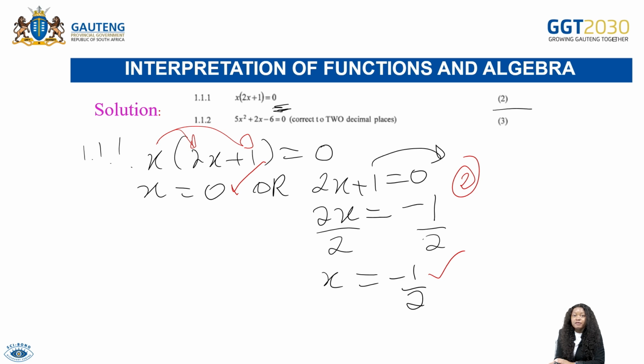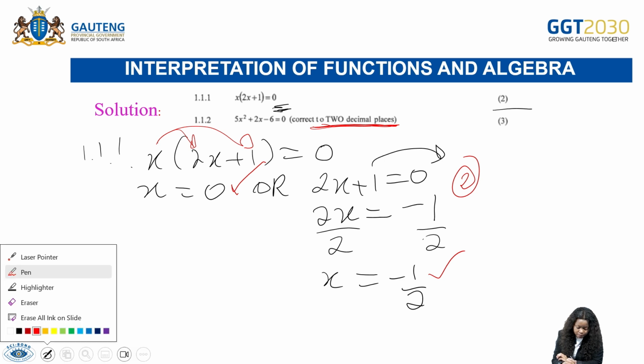1.1.2, you're given that 5x² + 2x - 6 = 0. They say you must solve for x and correct your answer to 2 decimal places. So in a question like this, whereby they say you must correct your answer to 2 decimal places, sometimes they do penalize you a mark for not rounding off correctly. Okay, I'm going to have to erase here.